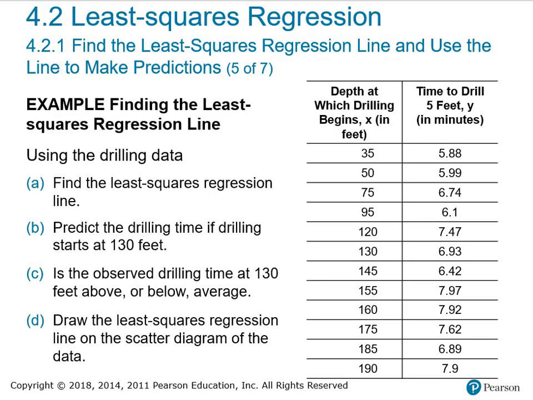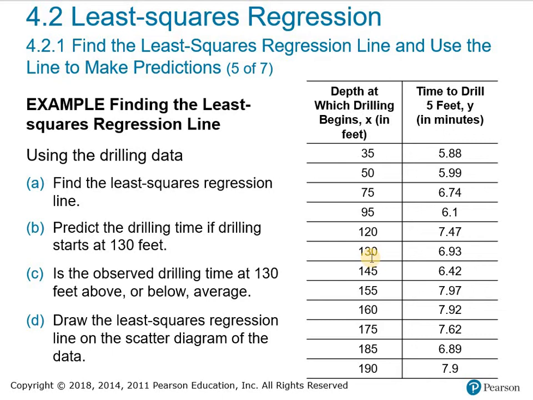Let's find the least square regression line for this set of data, and then we're going to use the line to predict the drilling time if drilling starts at 130 feet. Of course, it is here. That is the actual value, the observed value. But we want to use the line that we create in order to predict that.